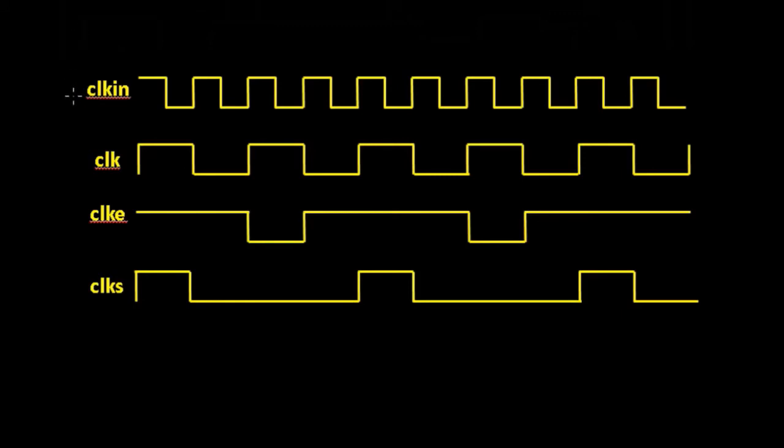So this is the timing diagram here. We have our original master clock in. We have the new clock which runs at half the rate. And we have the clock enable here and the clock set. Now you can see from this point onwards that the clock set is completely encompassed by the enable.